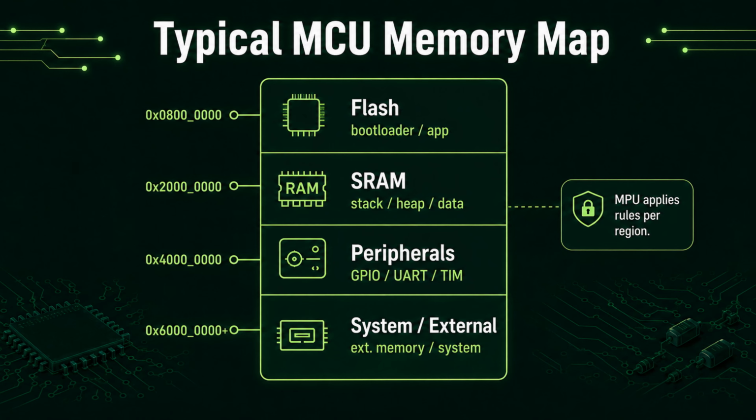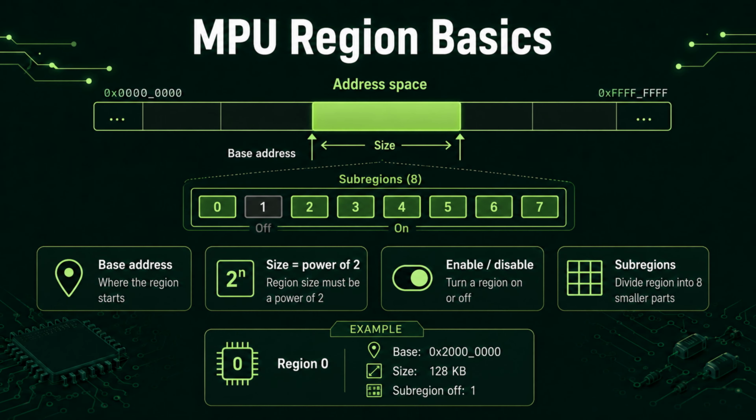The MPU applies different rules to each region. Flash, SRAM, peripherals, and external memory should not normally use identical access permissions or memory attributes. Each MPU region is defined by a base address, a region size, access attributes, and an enable bit. The base address specifies where the protected region begins. The size normally must be a power of 2, such as 32 bytes, 1 kilobyte, 128 kilobytes, or 1 megabyte. The base address must also be aligned to the selected region size.